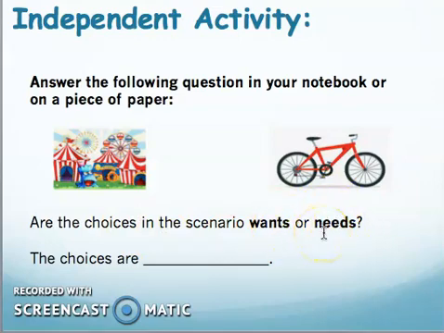In your notebook or on a piece of paper, you're going to write this out. Are the choices in the scenario wants or needs? And you're going to answer. The choices are blank. Okay, do that.